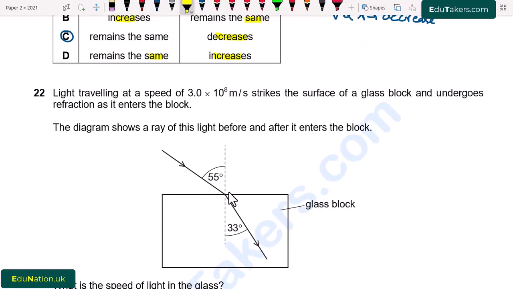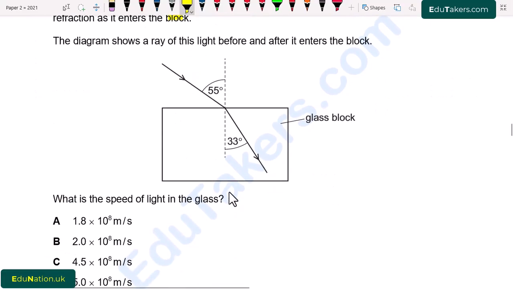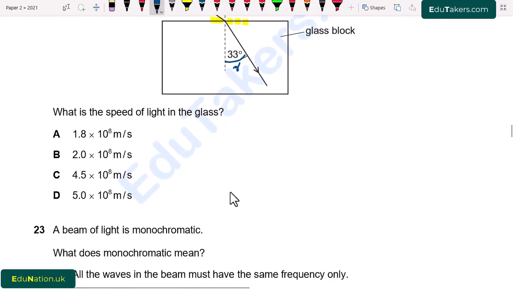Question number 22. Light traveling at a speed of 3.0 times 10 to the power 8 meters per second strikes the surface of a glass block and undergoes refraction as it enters the block. The diagram shows a ray of this light before and after it enters the block. Here is a ray of light that is incident on the surface of the glass block, and the angle of incidence is 55 degrees while the angle of refraction is 33 degrees. What is the speed of light in the glass?